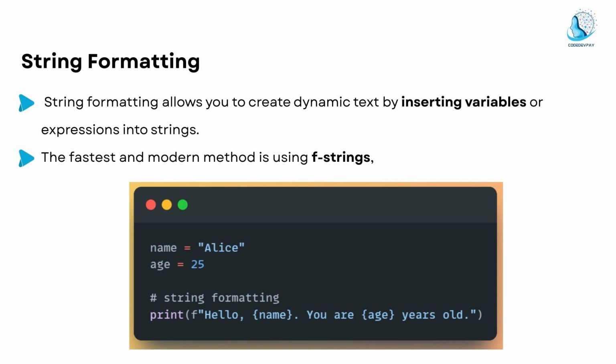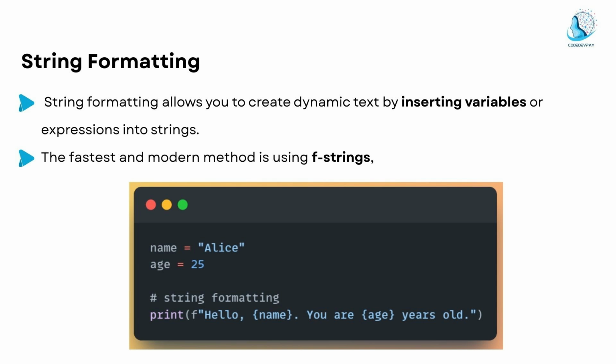So here we have print into brackets f, and then we have our string enclosed in double quotes. So we have hello, and then the name variable is enclosed in curly brackets. We also have "you are age years old". So the age is also enclosed in curly brackets. So when we print the results, it's going to look for the item which is stored in the name variable and then use that value. This also applies to the age variable. So it's going to search for the item which is stored in the age variable and then use that value.